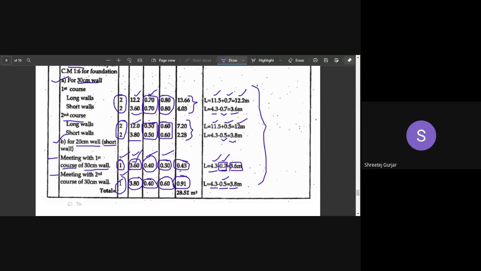Okay, so now that we are done with the long wall, short wall method, we have to look into the centerline method of calculation for the same numerical. We are done with long wall, short wall. Now we will look into the centerline method.